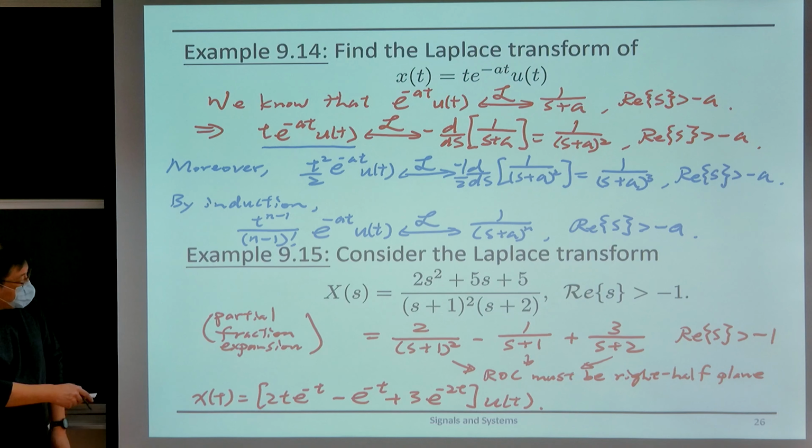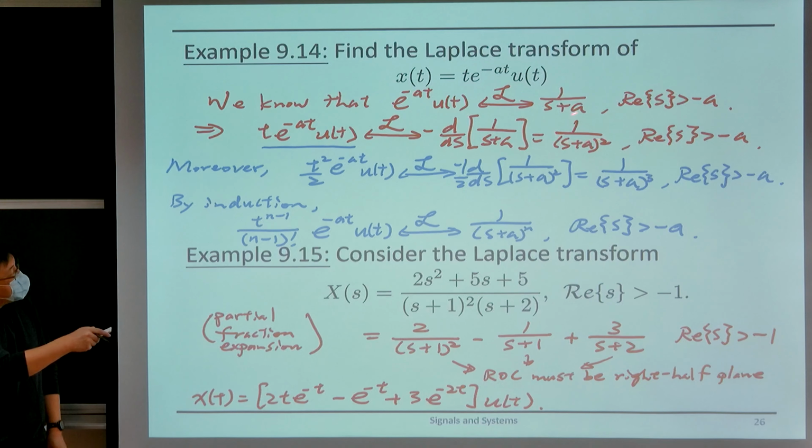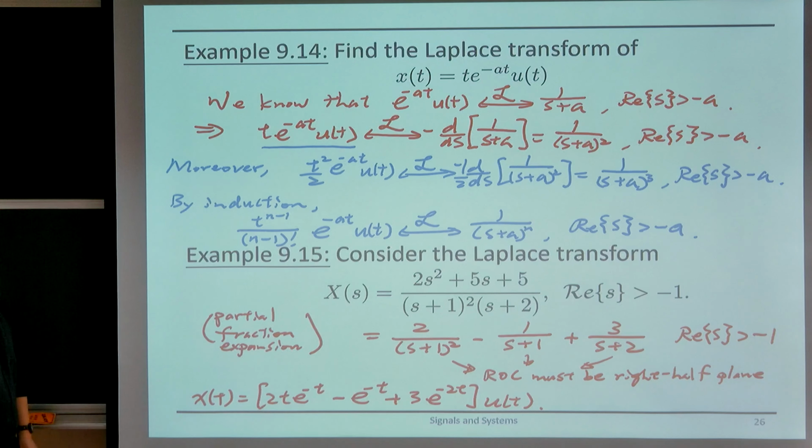So the only thing new here is the inverse transform of this, right? So this is 2 times something of this form where a is 1, okay? So the inverse transform is 2 times t times e to the minus 1 times t, right? 2 times t times e to the minus 1 times t times u of t. So here we have the differentiation.